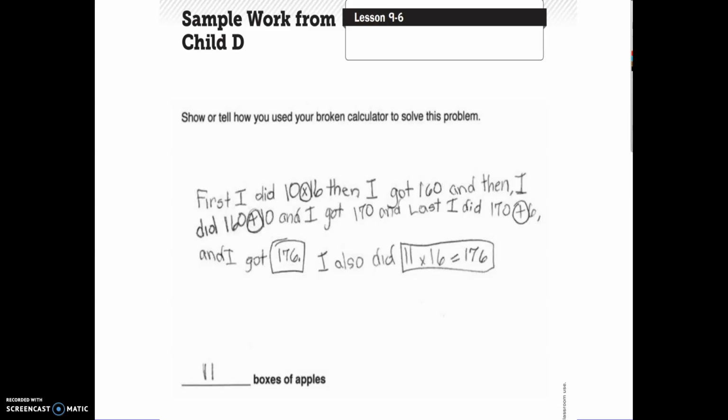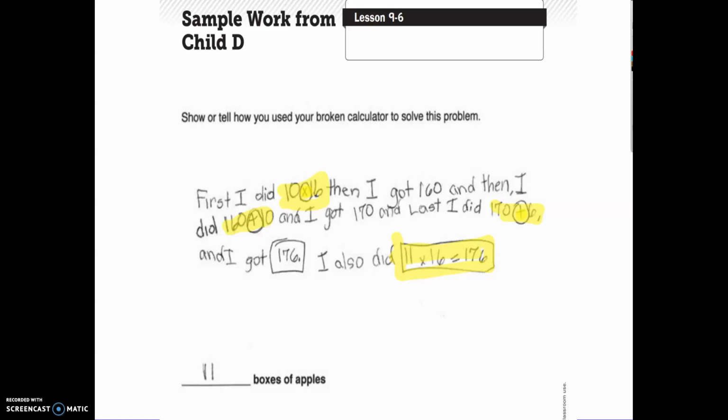Now, looking at their explanation, what operations did child D use on the broken calculator to solve the problem? Well, they used multiplication and addition. Okay. So how did the child use multiplication on the broken calculator? Well, they multiplied 10 times 16. And with addition, they added 160 plus 10, and then 170 plus 6. Oh, another multiplication they did was 11 times 16 equals 176.